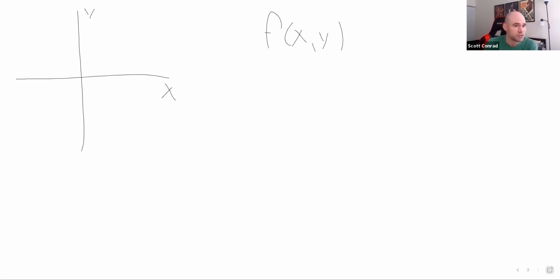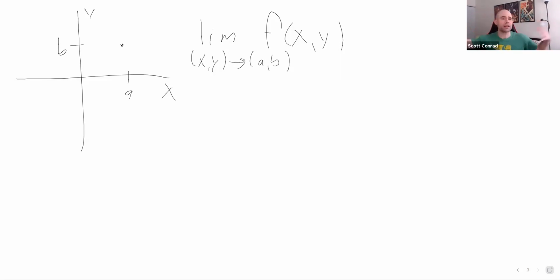So suppose we have a function of two variables, and we want to look at the limit as we approach a point (a, b). So remember, we're a function of two variables. We're plugging in a point in the plane into our function, and it's spitting out a number.